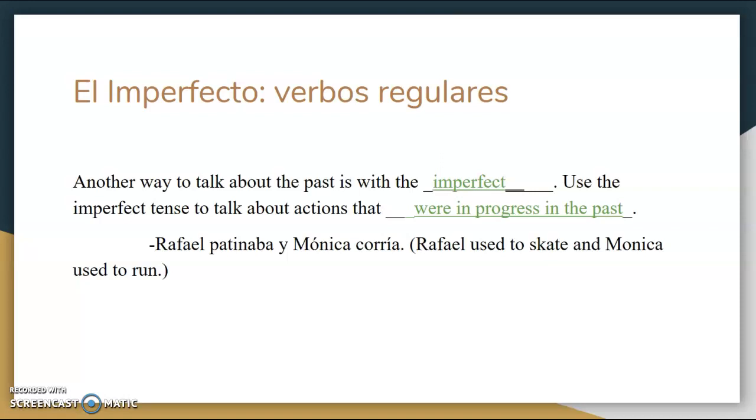Okay, so if you look at this example right here, Rafael patinaba y Mónica corría, which would mean roughly Rafael used to skate and Monica used to run. So as we go through this, please fill out your notes, and we'll take a look at that later.